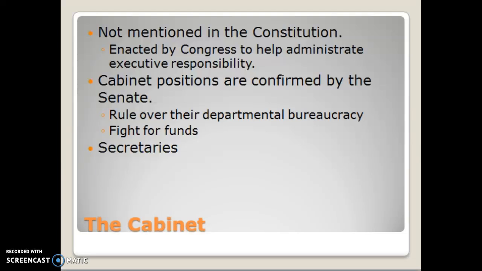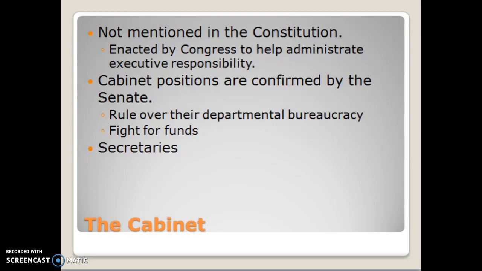Cabinet members need to be confirmed by the Senate. Again, it's vaguely mentioned in the Constitution. I shouldn't say that it's not mentioned because it does talk about appointing members to his cabinet to help him. And so it is a constitutional allowance. It's just not a ton of detail in there. And these are enacted by Congress to help the president administrate their executive responsibilities. And so each department has kind of rules in favor of their bureaucracy.